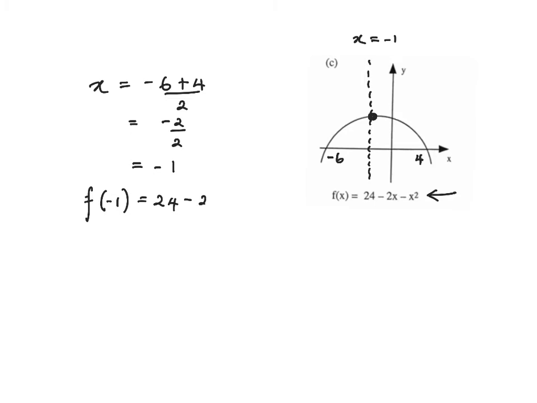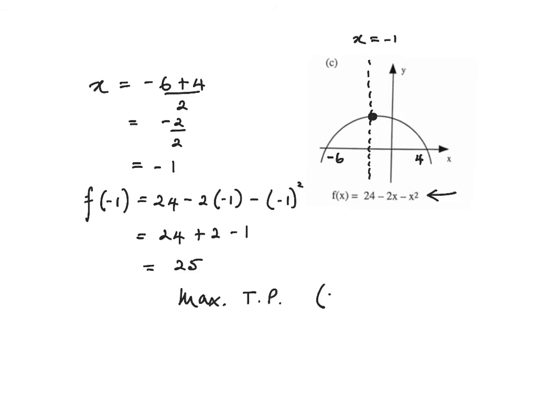24 minus 2 times minus 1, minus minus 1 squared. 24 plus 2 minus 1 is 25. So the coordinates of the turning point, and in this case it's a maximum turning point, are found at minus 1, 25.